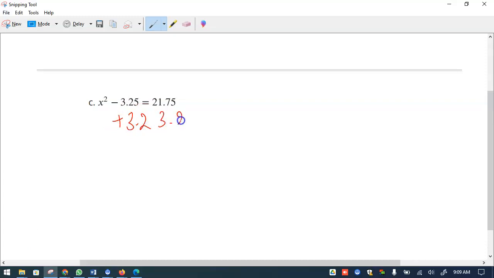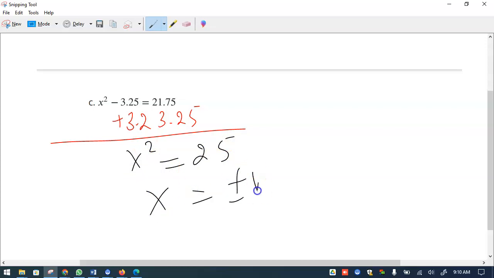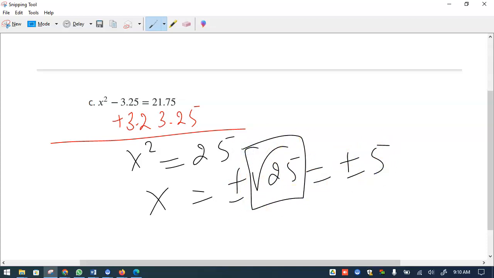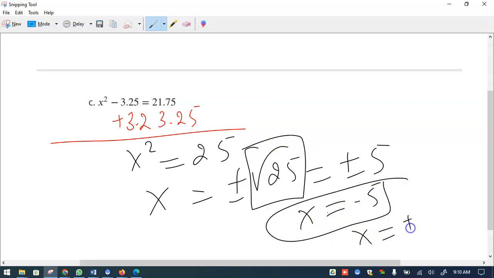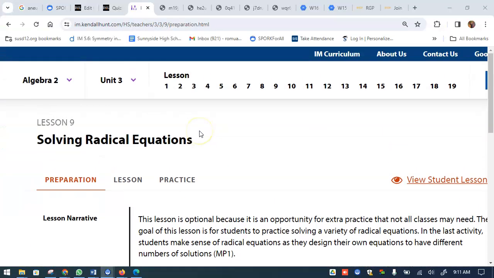Okay, and the third one, for this problem you first add 25. You will get x squared equals 25. And then you write x equals plus and minus the square root of 25, which is 5, because the square root of 25 is 5. There are two answers. One is x equals minus 5 and the other one is x equals plus 5. And you're done.